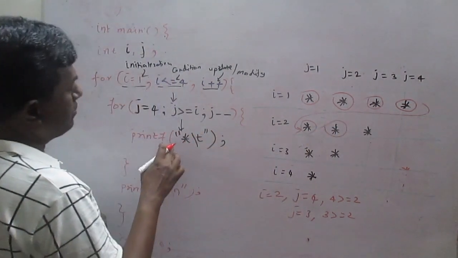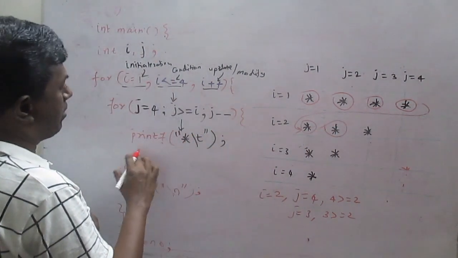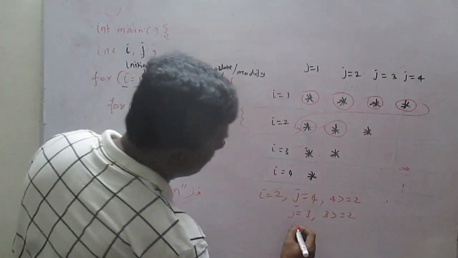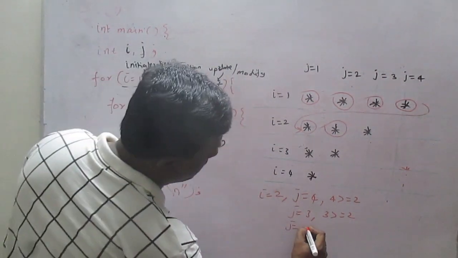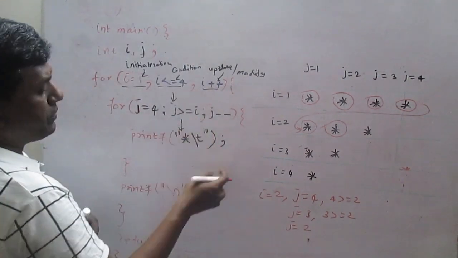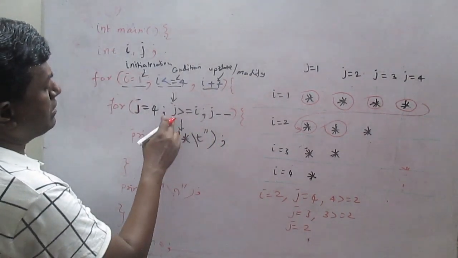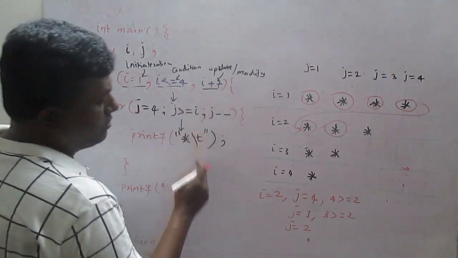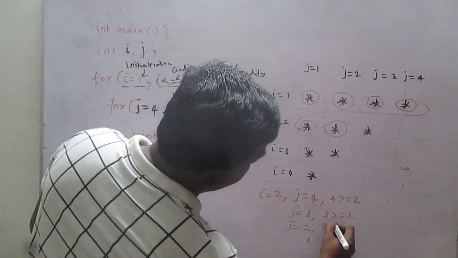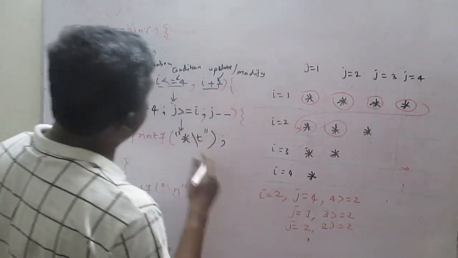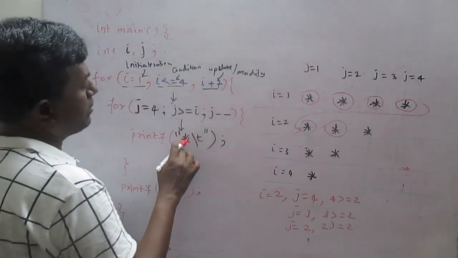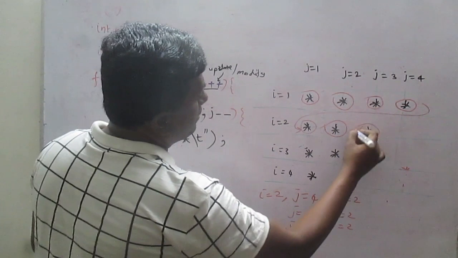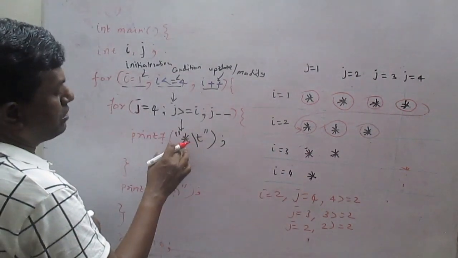After printing the star we are going back, and now j is 2 because of the decrement. Now we are checking 2 greater than or equal to 2, the condition is true. Again we are entering this loop, and we are printing this star. That is how we got this star.